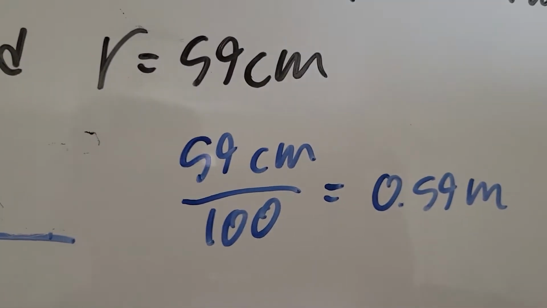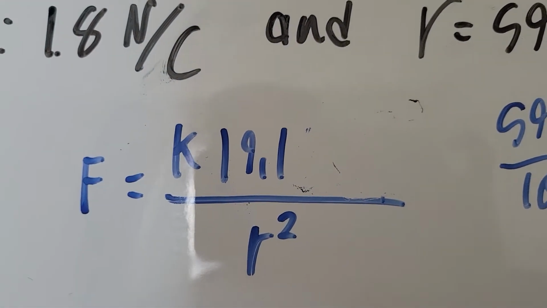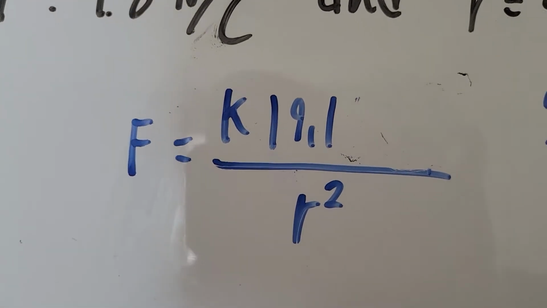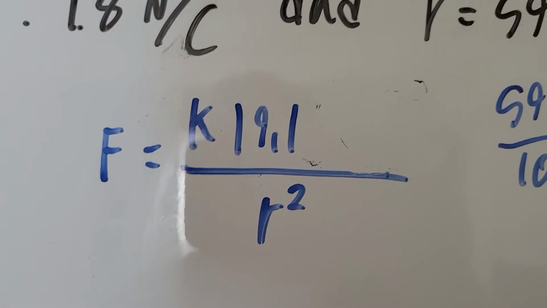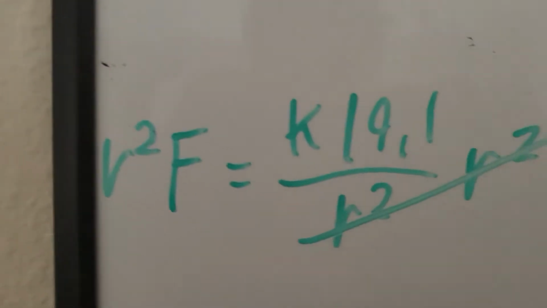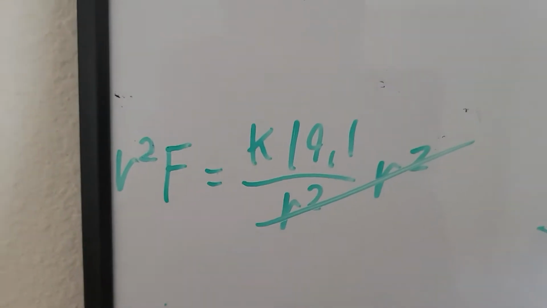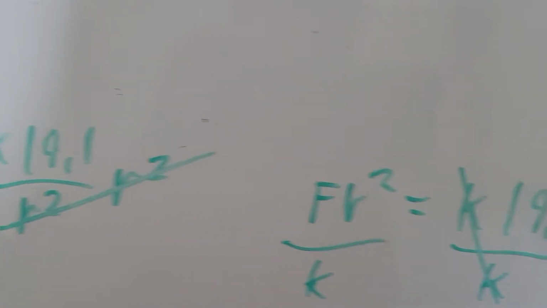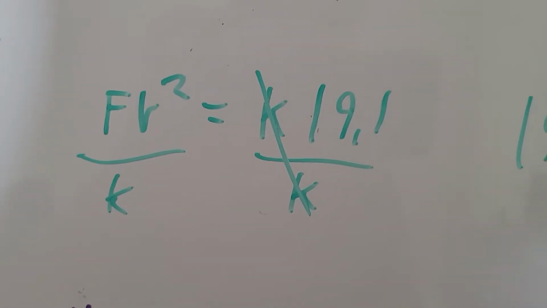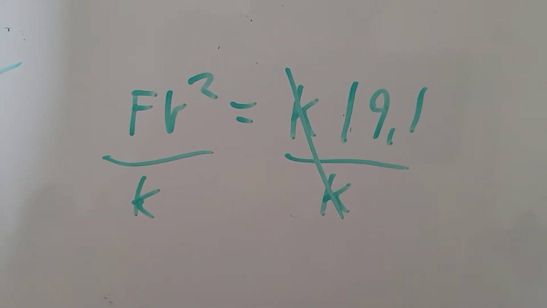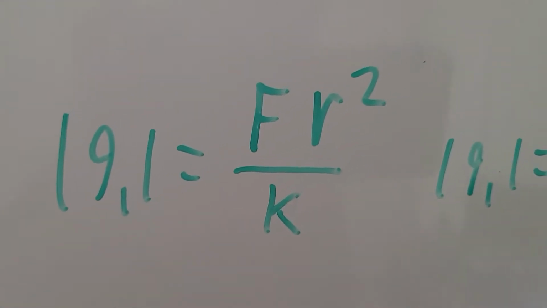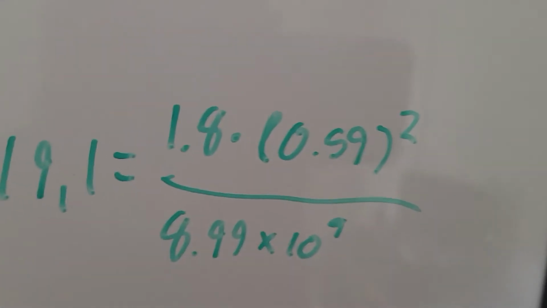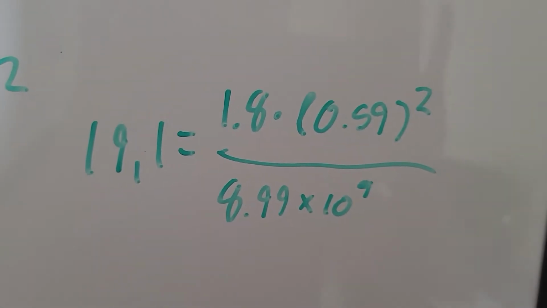So before we plug these numbers in, just to make everything easier, we're going to solve this equation using the variables, not plugging in the numbers. The first thing we're going to do is cancel out the r squared beneath Q1 and move it over to F. Second thing we're going to do is divide by k so that we can get Q1 by itself and get ourselves this lovely equation. Now, when we plug everything that we know into it, we get this beast.